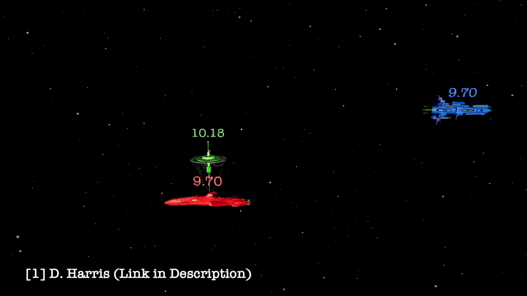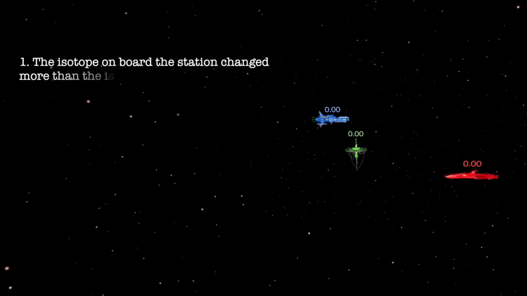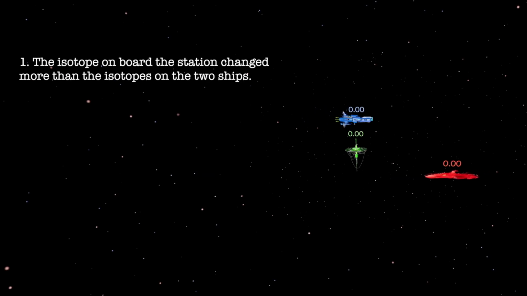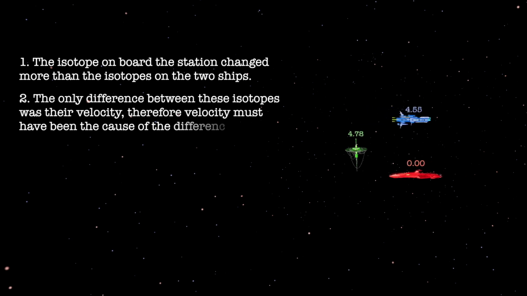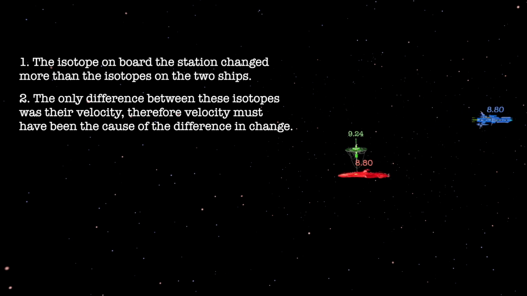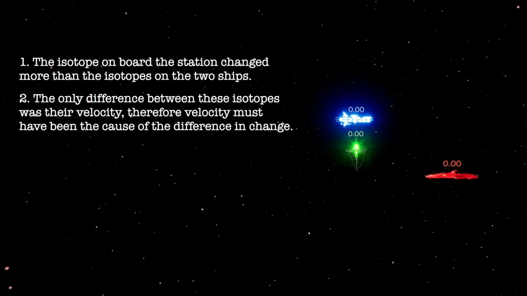When the red ship and the space station meet, we will observe something very intriguing. We will find that more duration has passed on the station's clock than on the red ship's clock. So that's the observation. Ready for the inference? Number one, the isotope on board the station changed more than the isotopes on the two ships. Two, the only difference between these isotopes was their velocity. Therefore, the velocity must have been the cause of the difference in the changes of the two isotopes.